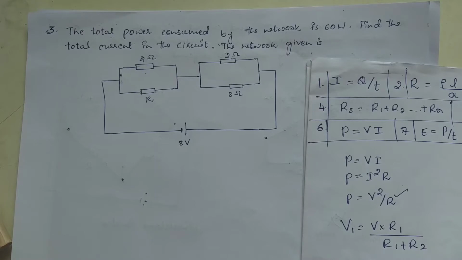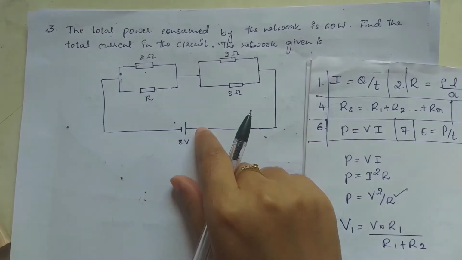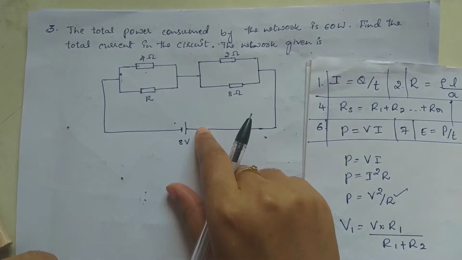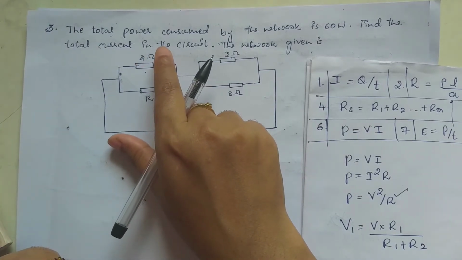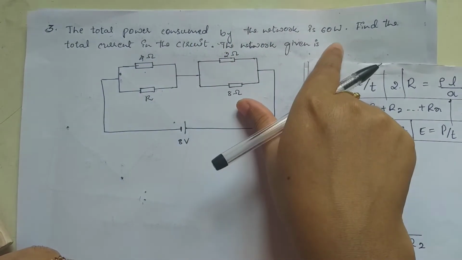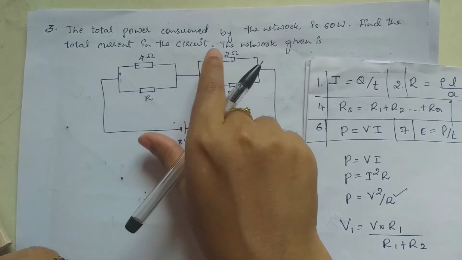In today's session, we are going to solve the third problem and fourth problem of Module 1, Chapter 1, related to the series circuit as well as the parallel circuit. The problem is: the total power consumed by the network is 60 watt. Find the total current in the network.